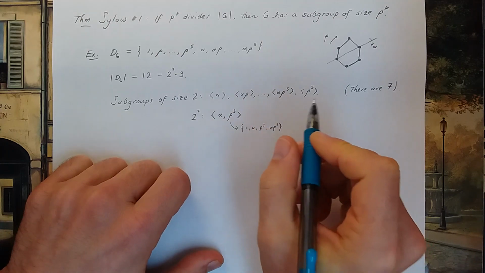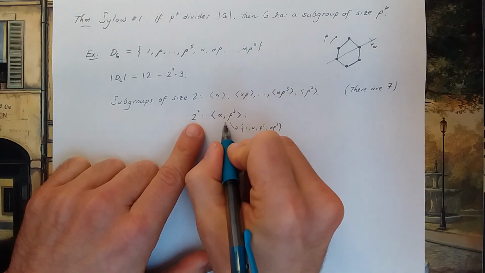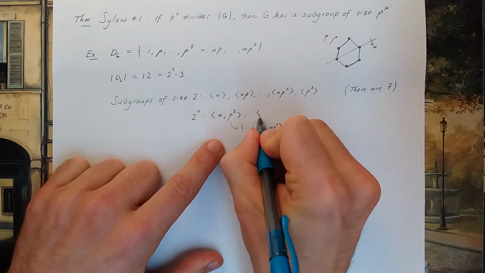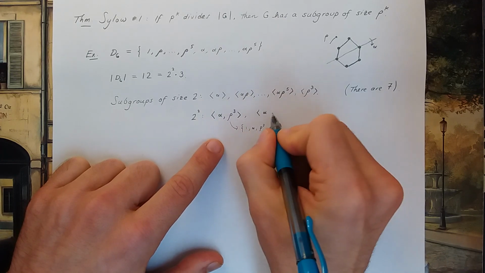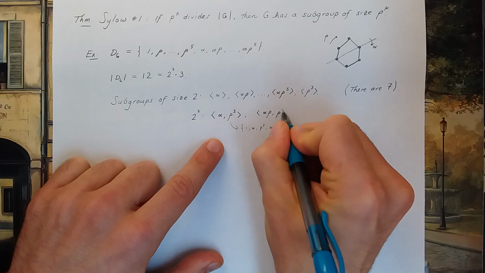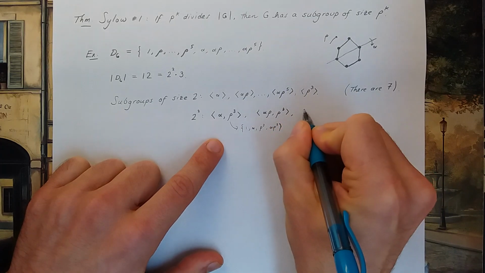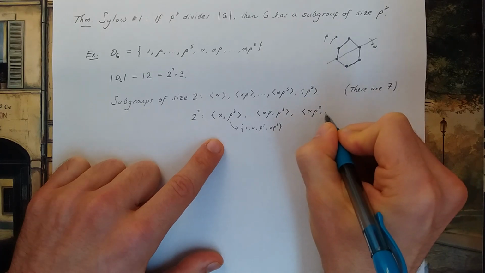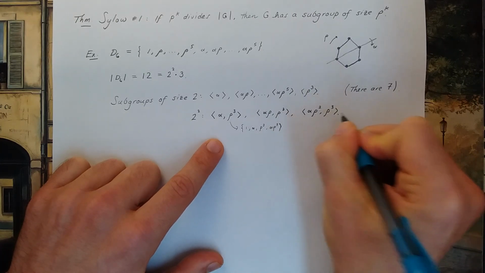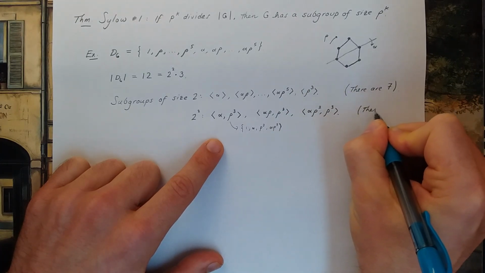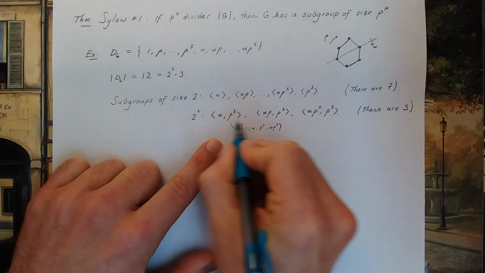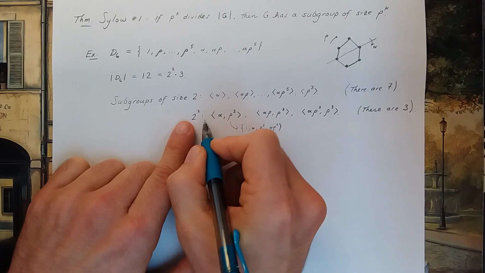Order 4. There are more order 4 subgroups as well. There's the subgroup generated by alpha rho and rho cubed, and also alpha rho squared and rho cubed. So there are 3 subgroups of size 4.